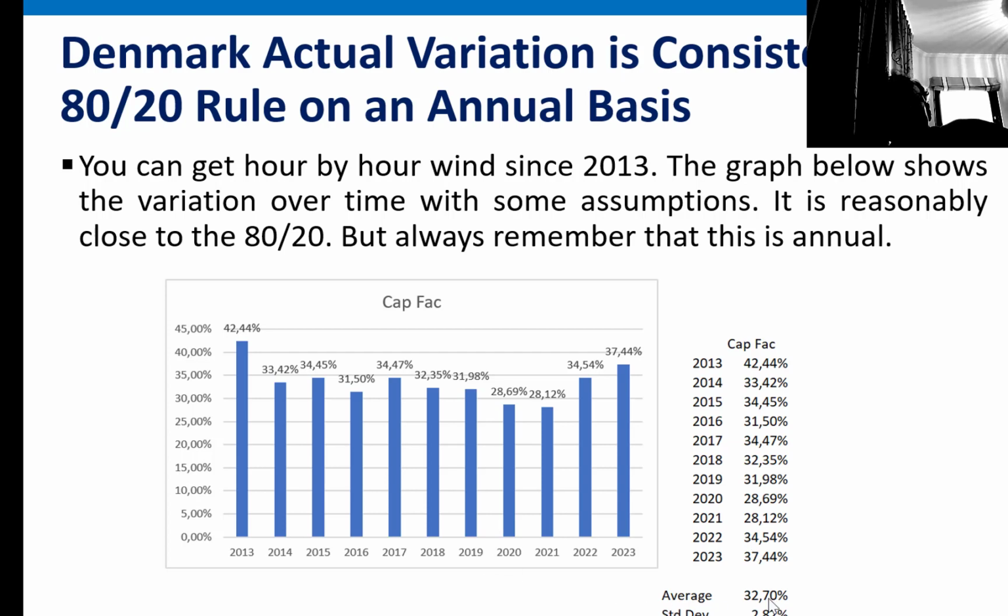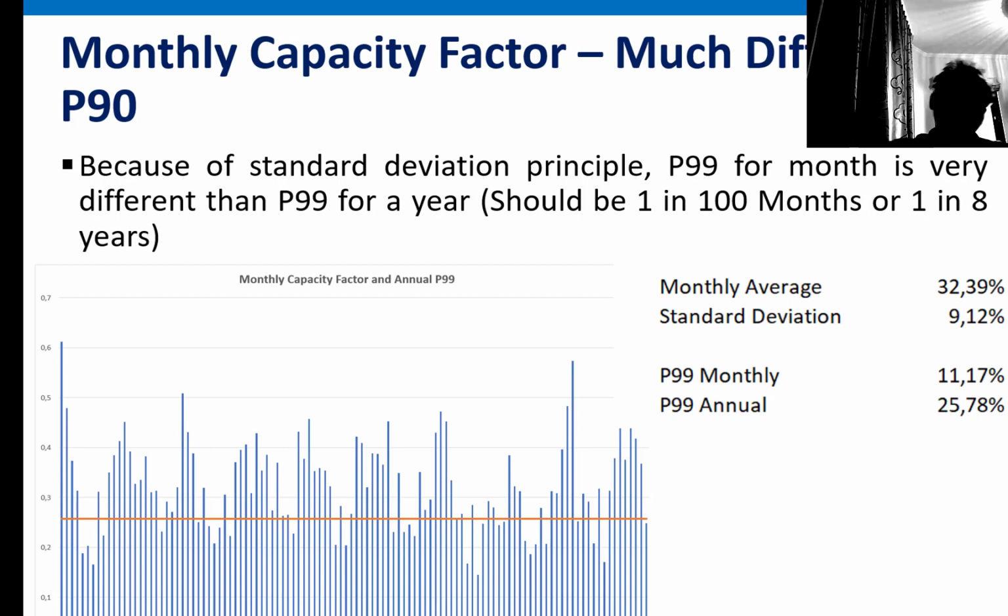And if we take the average capacity factor and the standard deviation, we can compute a P99 with our norm inverse, just like we did before, and we get about the same 80%. I loved it. For once, something actually worked. This was annual, though.